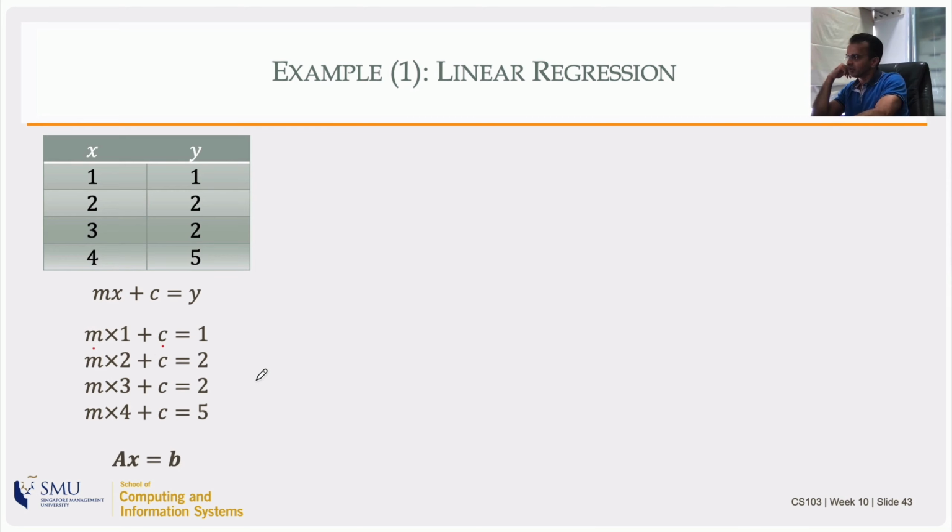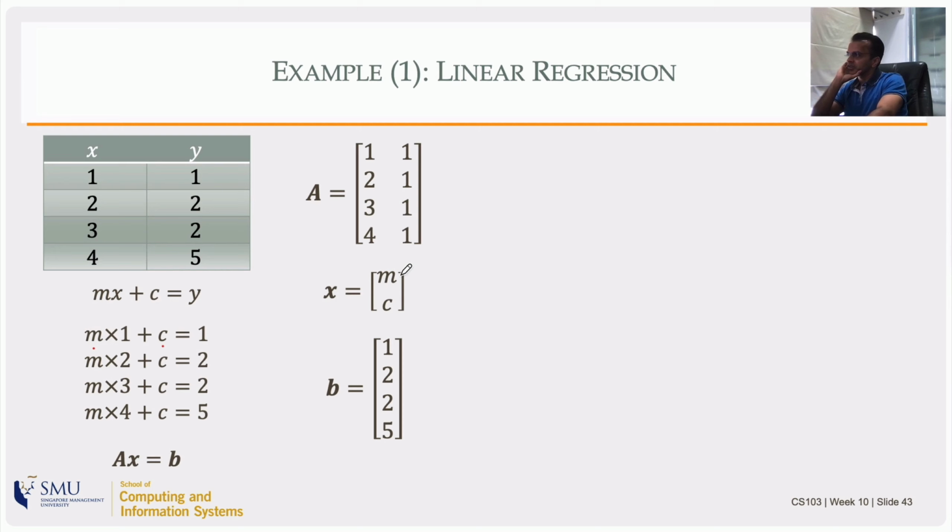I want to write it in the form Ax equal to b. My matrix A has first column 1, 2, 3, 4, which is the coefficient of the first unknown, m. The second unknown is c, and its coefficient is 1, so the second column is 1, 1, 1, 1. That is my matrix A for this system of 4 equations and 2 unknowns, m and c. My unknowns vector is m and c, and my constants vector is 1, 2, 2, 5.